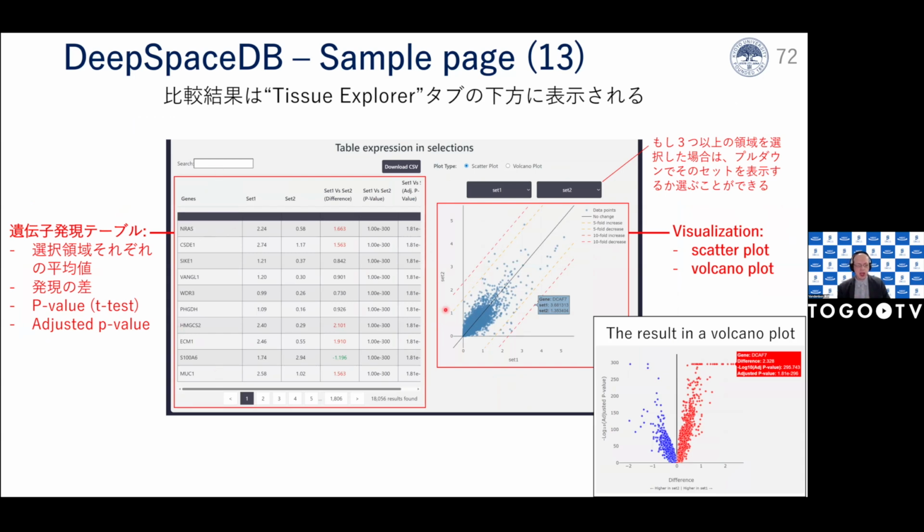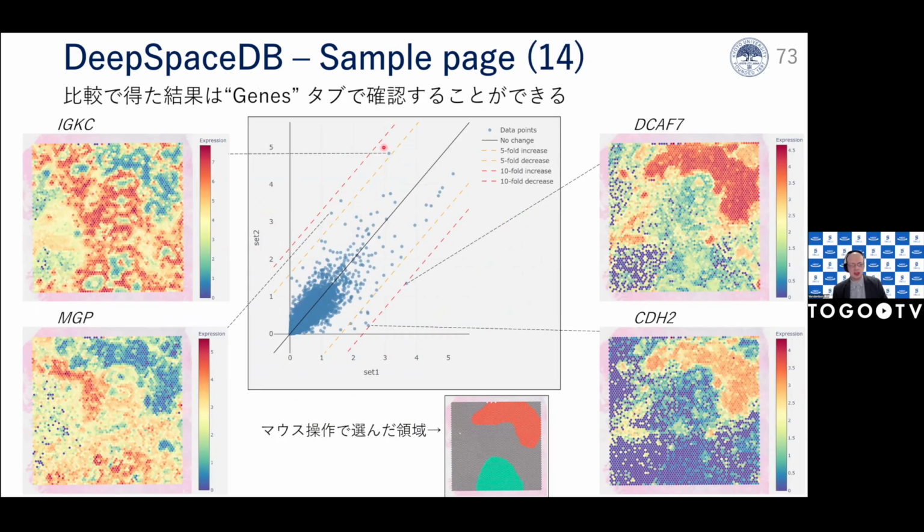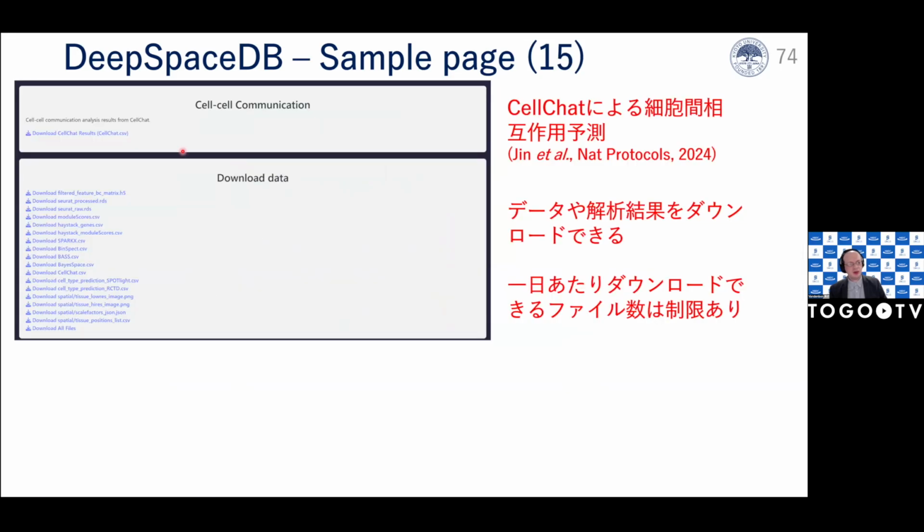So it shows a table with the averages and a statistical test p-value. We just use a t-test. And it shows a scatter plot and also a volcano plot. And then if you hover above each point, you can see which gene it is. And so here I can confirm that those genes have a clear difference in expression between the regions that I selected. Then finally, on the sample page, there's also cell communication data, which we predicted. And also, you can download several files and analyze them by yourself on your own PC.